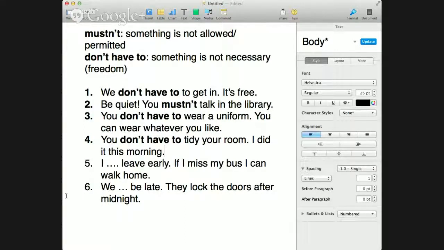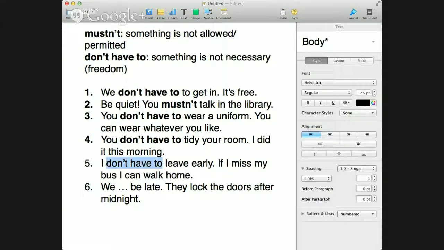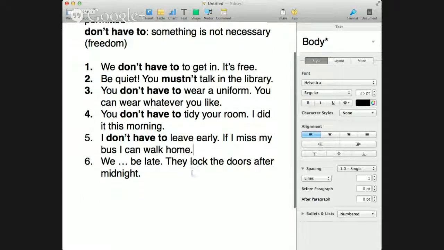I don't have to leave early. If I miss my bus, I can walk home. Excellent. Very good. That's giving you the freedom to walk or get the bus.